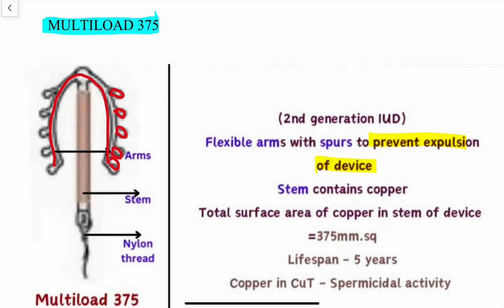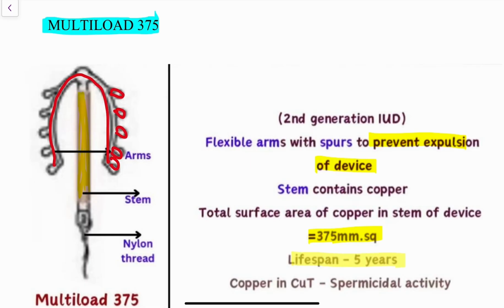And unlike copper T380A, where copper is present both in the horizontal arm and in the stem, in multi-load 375, copper is present only in the stem. Copper is not present in the arms, right? The total surface area of copper in the stem of the device is around 375 mm square. So only 5 mm square difference is between copper T380A and multi-load 375, right?